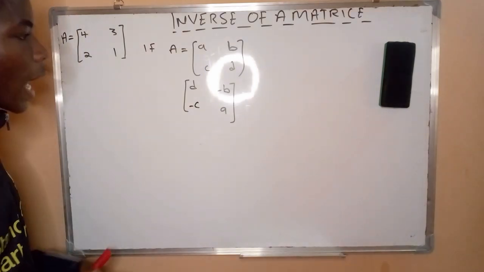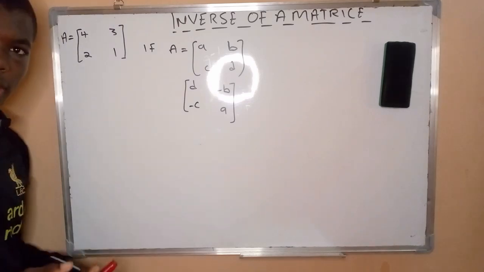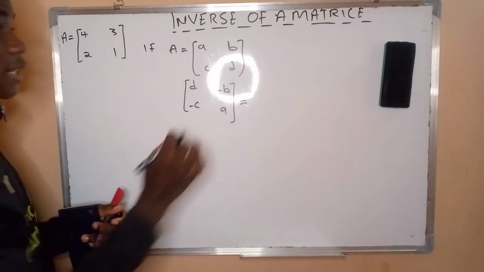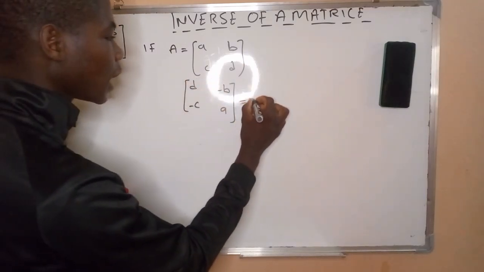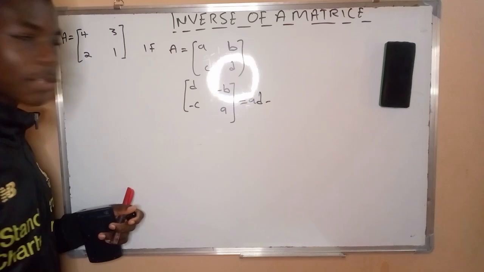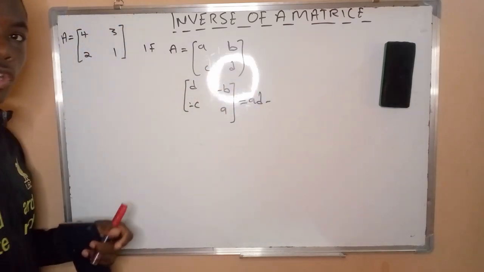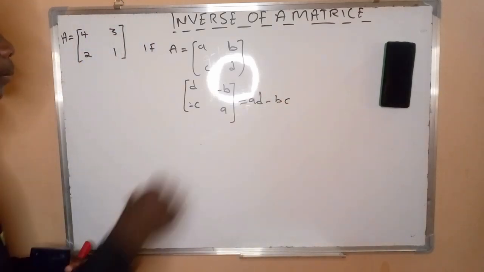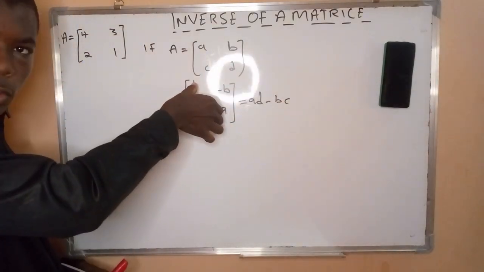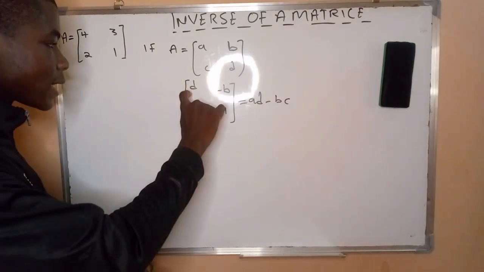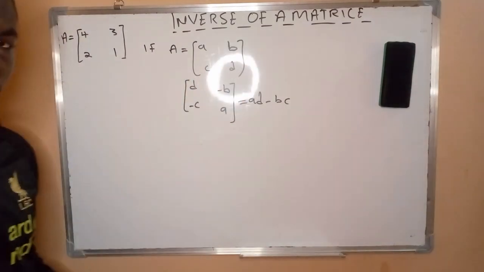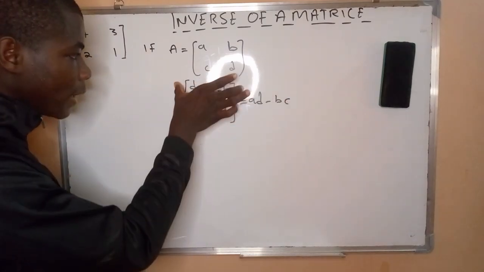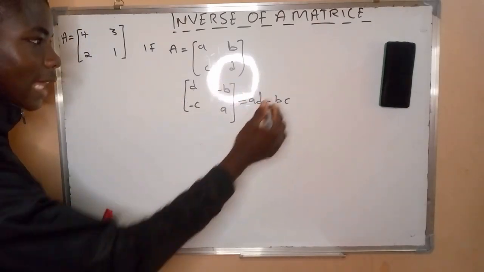Then I have to find the determinant of this matrix. So I have ad minus minus b multiplied by minus c, because minus will not cancel minus when you are multiplying, so it will become bc. So we swap a and d, we arrive at this, and we introduce a negative sign to c and b, and we arrive at this 2 by 2 matrix. Then we find the determinant of this matrix.